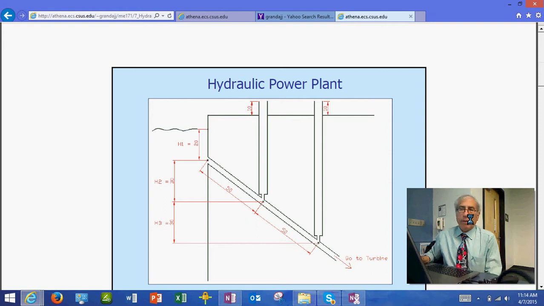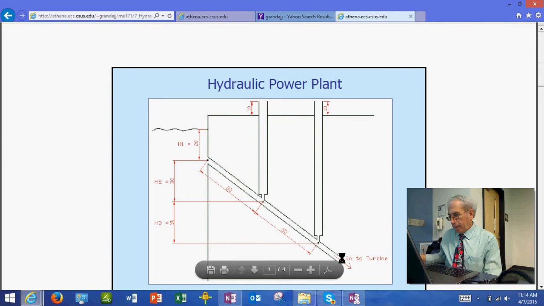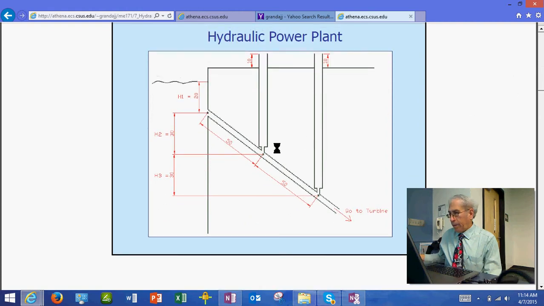The modeling of a hydraulic system. So if we could take a look here, on the left hand side you have a reservoir, and it has a pipe that goes to the turbine here, and in here you have a situation where the water is flowing and the turbine is working normally.